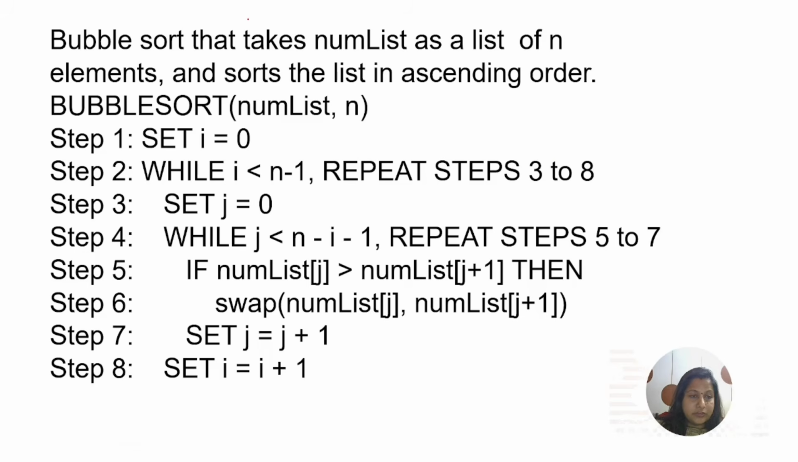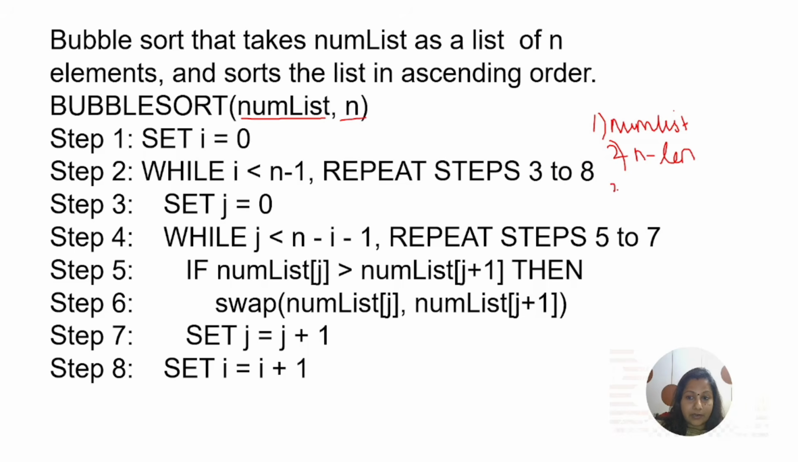Okay, now I'm going to discuss with you the bubble sort algorithm. Before explaining this, I want you to remember a few points. The first one is the name of the list. Here I have given the name of the list as numlist. So numlist is the name of my list. After that, what is n? n is nothing but the length of the list.